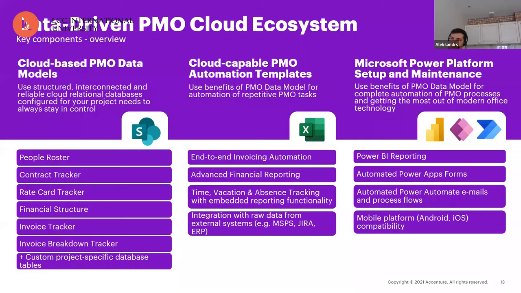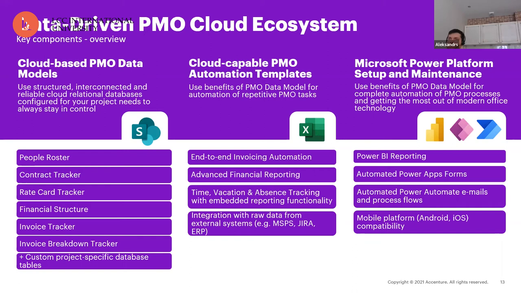So yes, on the right now on the screen you see a sample of how it actually works in a project management office in this case, but of course it can be used to automate processes in any office work. So as I mentioned before, there are basically three components. First of all, cloud-based PMO data models. Mostly we use SharePoint lists for storing the data. And then we have automation templates, which are mostly Excel business intelligence. And we have Microsoft Power Platform features, that would mean Power BI visualizations, Power Apps and applications, and Power Automate process flows and automated emails.